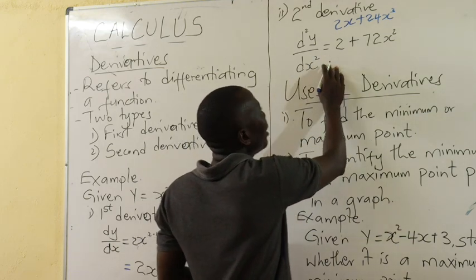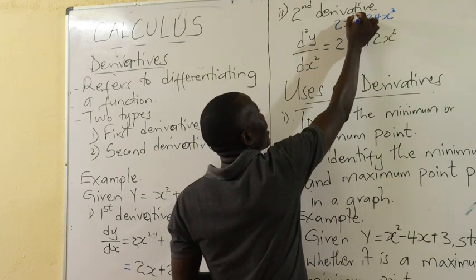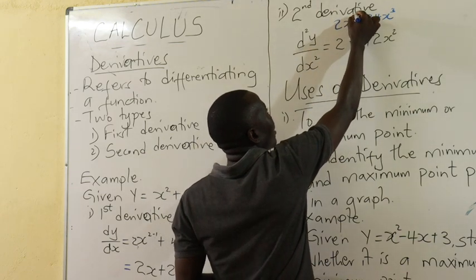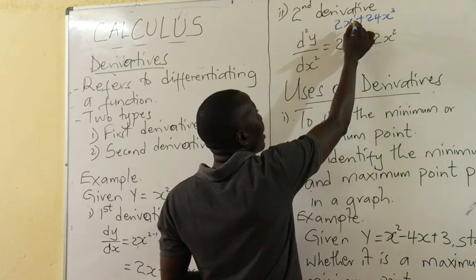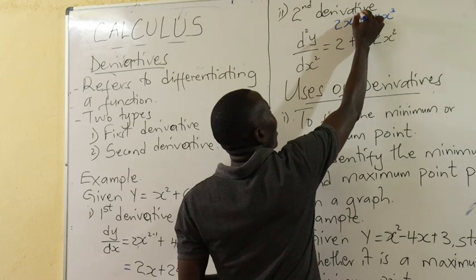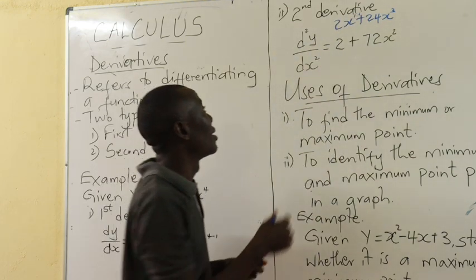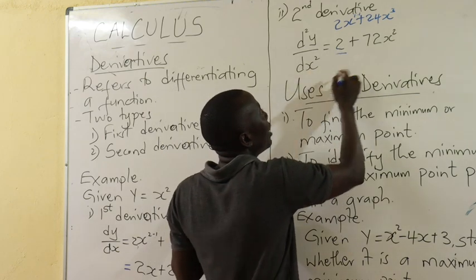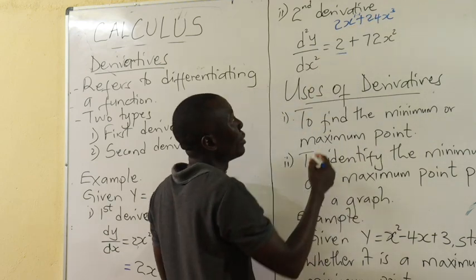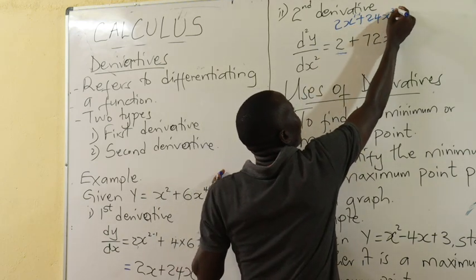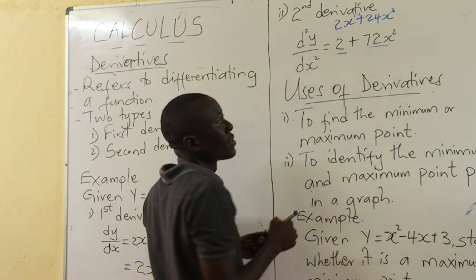Then the same rules apply, in that here it is the same as having 2x raised to power 1. We drop the power so that it becomes 1 times 2, and then we subtract the power by 1 so that it becomes power 0. A number raised to 0 is 1, so that eventually we remain with 2. Then for the second part, we drop the power, which becomes 3 times 24. Then we subtract the power by 1 so that it becomes 72x squared.